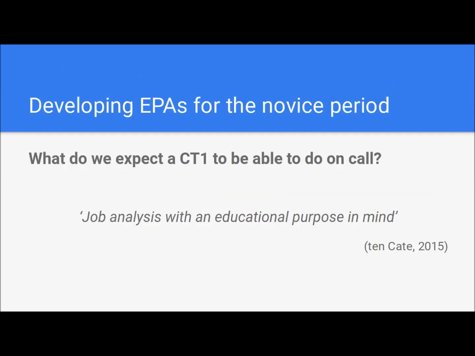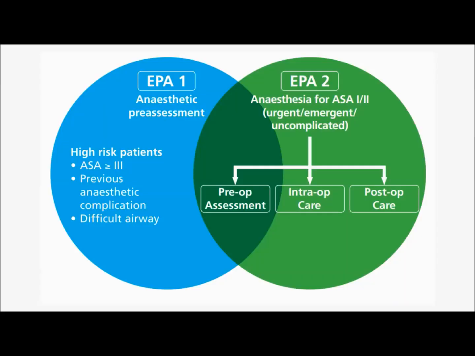Our group have devised EPAs for the anaesthetic novice period. To do this, we decided what clinical tasks a core trainee would be expected to complete with distant consultant supervision while working on call. These are our two EPAs for the novice period. On the right, EPA 2 is the anaesthetic care of a straightforward low-risk patient who needs an urgent or emergency operation. These cases are extremely common and form the bulk of the emergency workload in theatres.